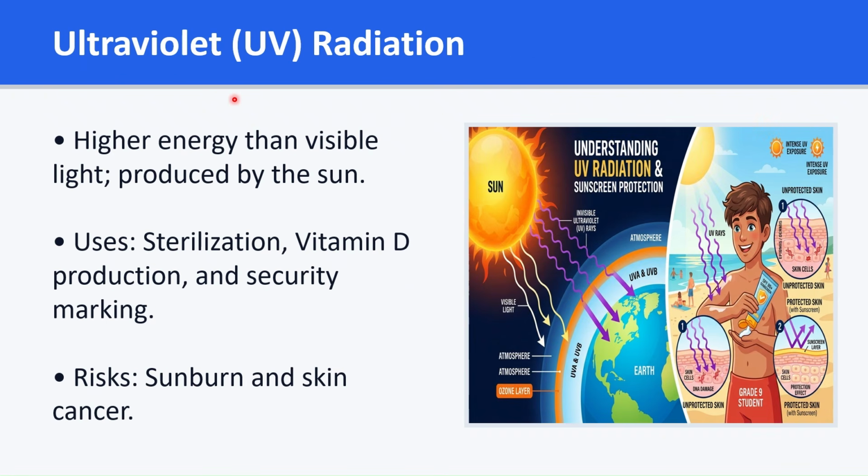Now let's proceed to ultraviolet radiation or UV ray. UV radiation has enough energy to penetrate the surface of our skin. So, pwede jud siya makapenetrate. It means pwede siya makasulod ba? Penetrate the surface of our skin. So, it has a higher energy than visible light. It is produced by the sun. So, gikan na siya sa sun ang UV radiation.